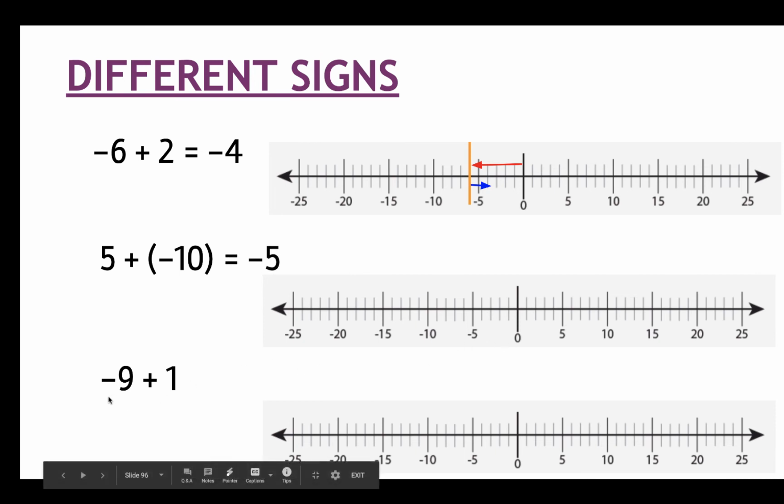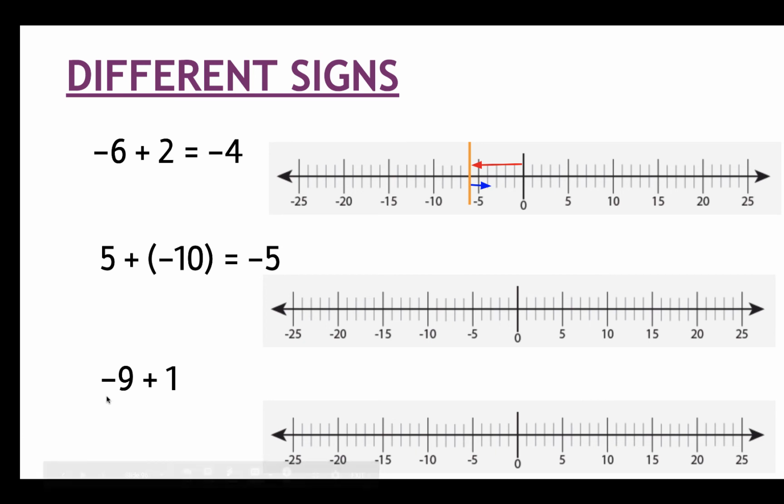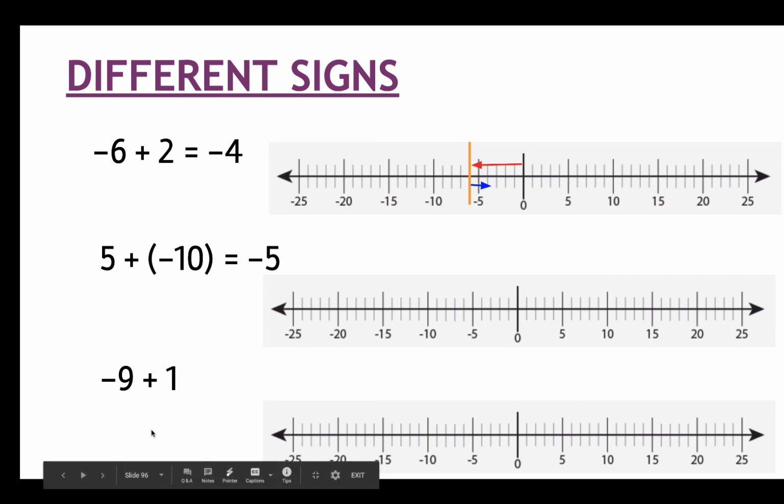Write down the last example, negative 9 plus 1. You need to find negative 9 on the number line. Now, are you going to take 1 step in the positive direction to add 1? Or are you going to take 1 step in the negative direction to add 1? You're going to take 1 step in the positive. So where would you be at? Negative 8.